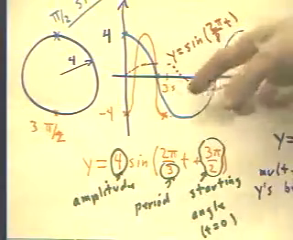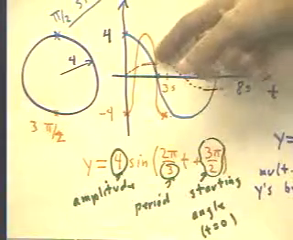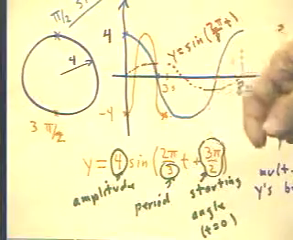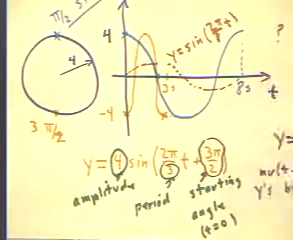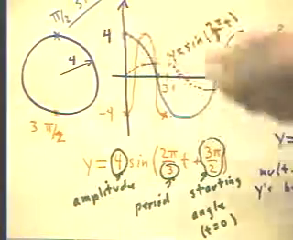Note that this has the effect of shifting the graph from this kind of a phase where the peak occurs here to the left so that the peak occurs here. So when we add to the initial angle, that moves us further around the circle and actually shifts the graph to the left.